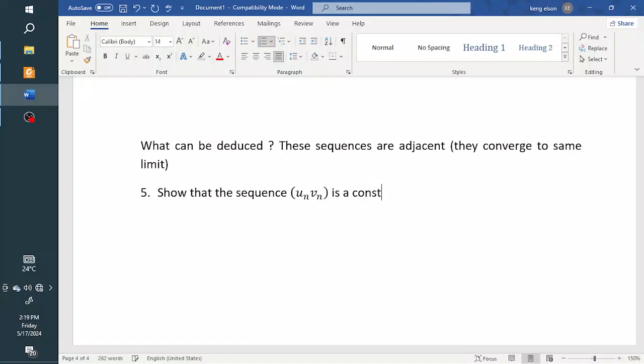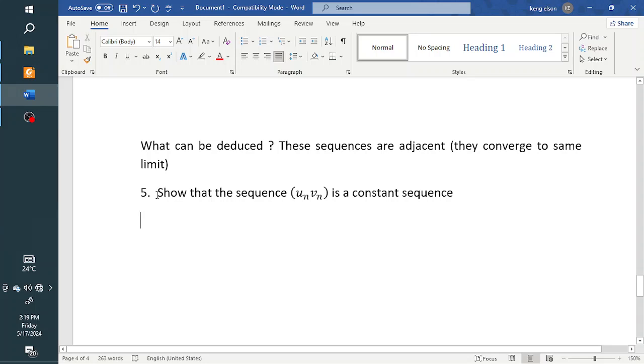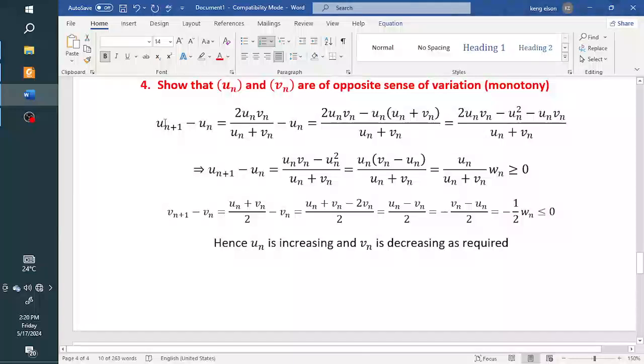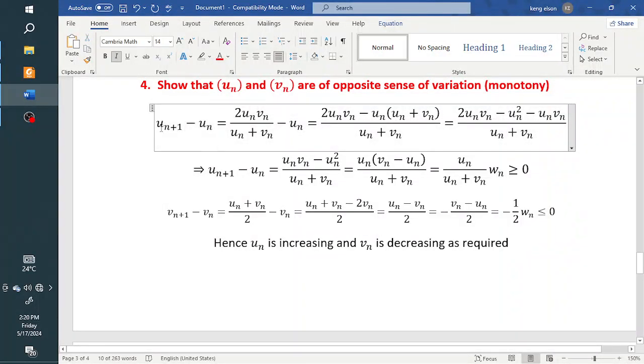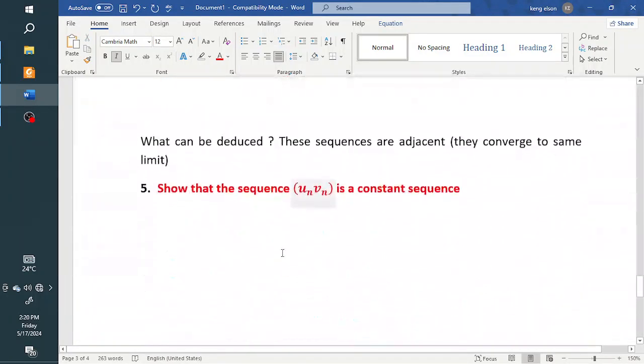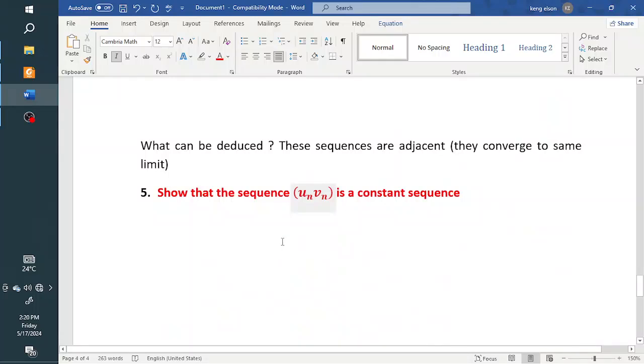is a constant sequence. Okay, so if a sequence is constant, it means that all terms are the same. You see, when you are increasing, the term before you is less than you. That is why when we take the difference, it's positive. When you are decreasing, the term before you is bigger than you. That's why when we take the difference, it's negative. When you are constant, you and the term before you or after you are all the same.